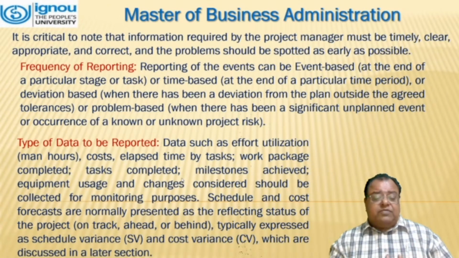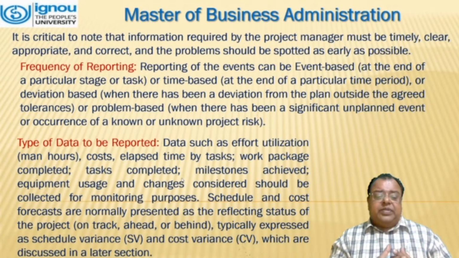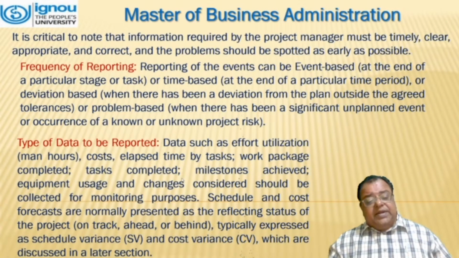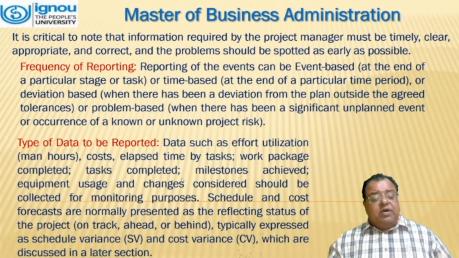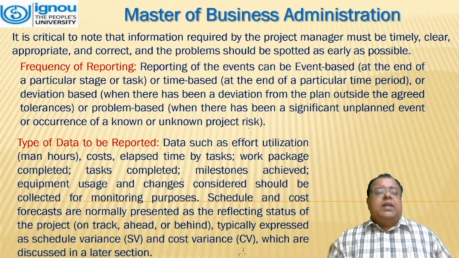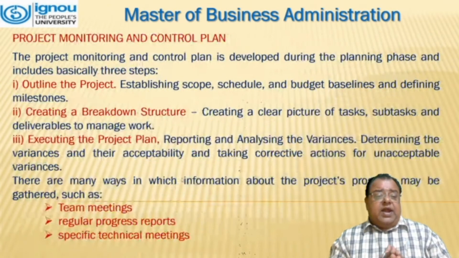Schedule and cost forecast are normally presented as reflecting the status of the project, that is on track, ahead, or behind, typically expressed as schedule variance, what we call SV, and the cost variance, that is CV, which are discussed in a later part.